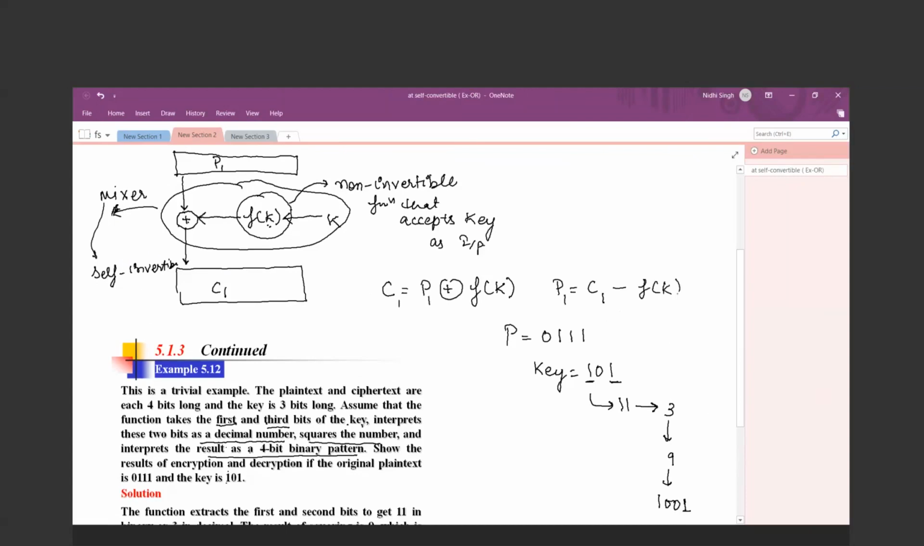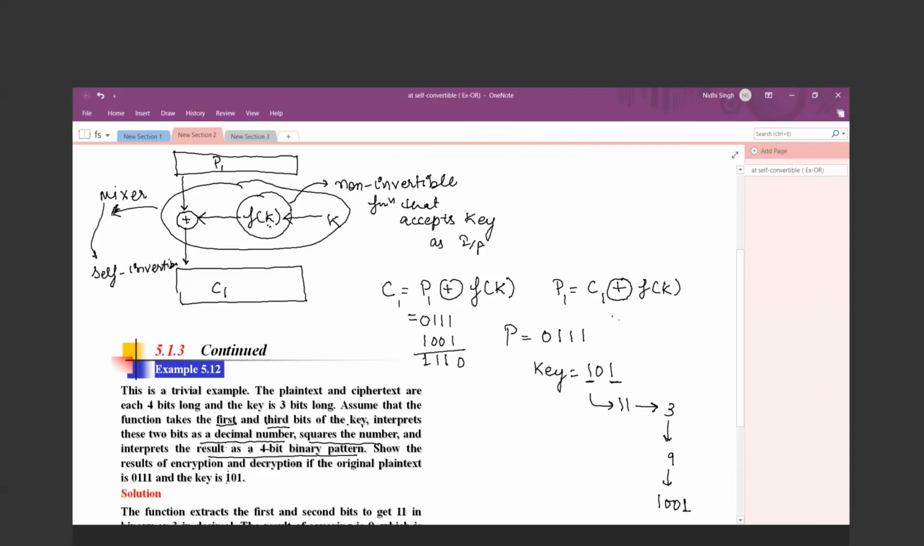But in the block cipher we have to perform addition, and the subtraction will be treated as XOR, so I will perform the XOR over there also. So what is my P1 in that case? My P1 is 0111 and my Fk is 1001. So after performing the XOR, it is 1, 1, 1 and 0.